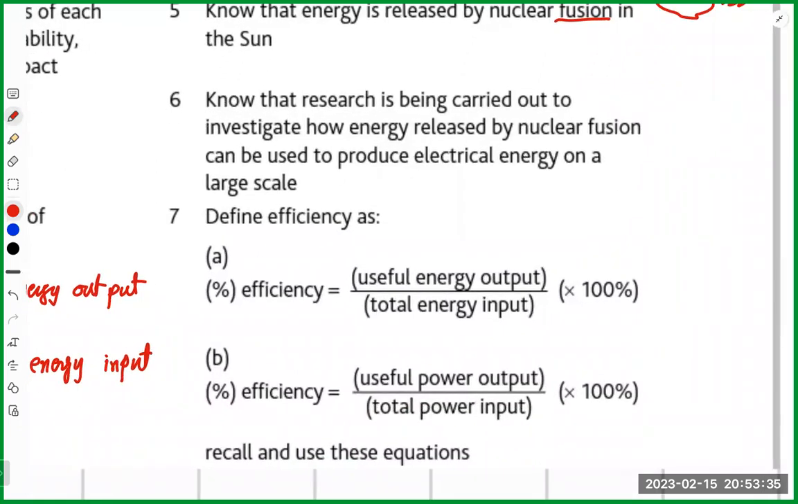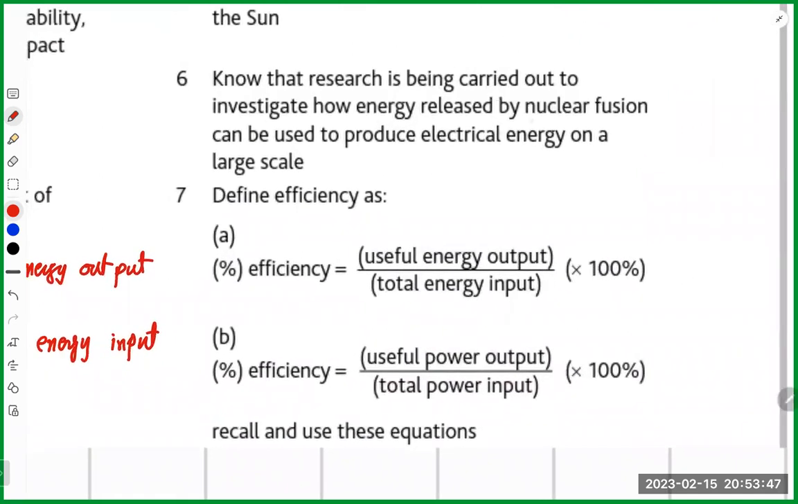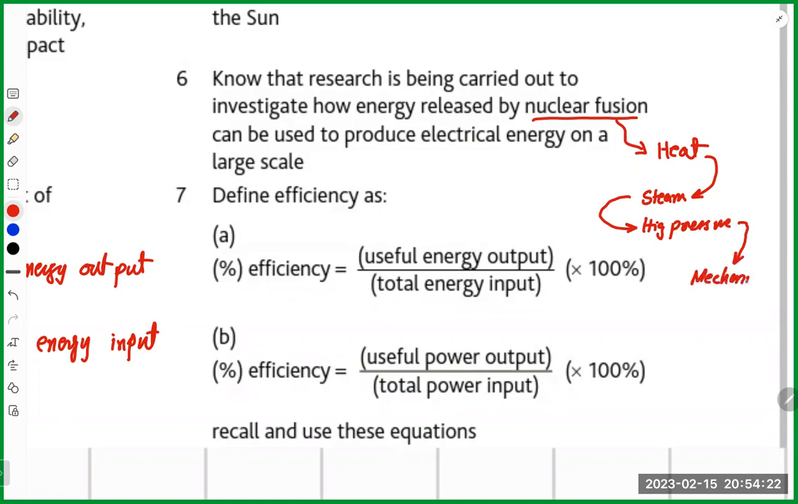Know that research is being carried out to investigate how energy released by nuclear fusion can be used to produce electrical energy on a large scale. So we can use nuclear fusion energy in a controlled environment. We can produce energy from nuclear fusion that can produce heat. Heat can produce steam. Steam can produce high pressure steam that can produce mechanical energy that can produce electric. Just one second.